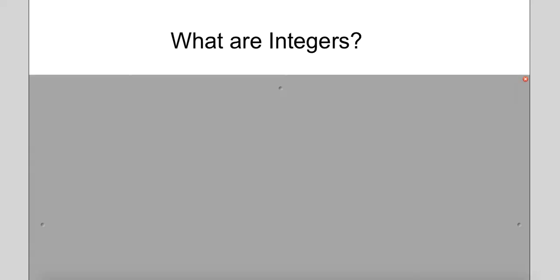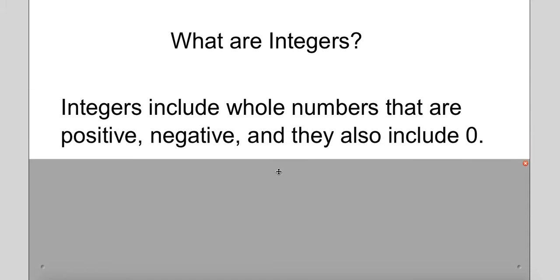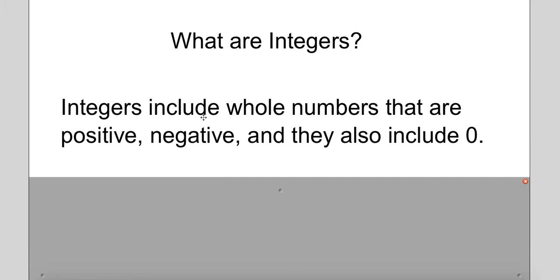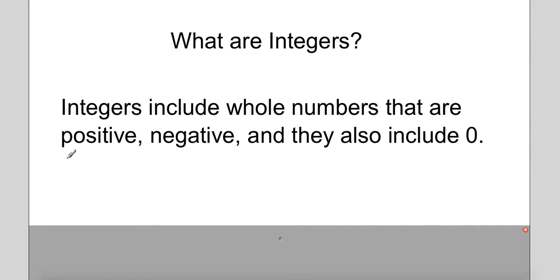Now, before we go into any specifics of sums and differences, we first have to talk about a couple of the basics. And one of those things we have to talk about are what are integers. So make sure that you do copy this down. Integers include whole numbers that are positive, negative, and they also include 0. So for example, 5 is an integer because it's a whole number and it's positive. Negative 7 is an integer because it's a whole number and it's negative. And we're also going to include 0. Now this includes all positive numbers, all negative numbers that are whole, and 0.